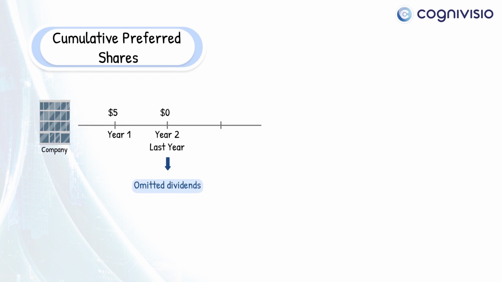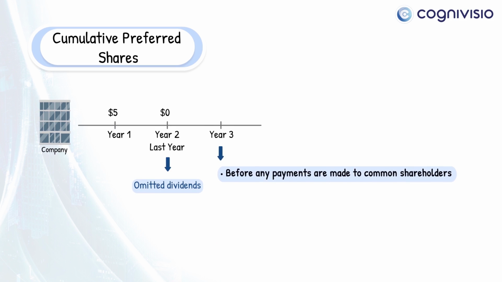For example, suppose a firm has cumulative preferred shares that pay an annual dividend of $5 per share. Last year, it decided to omit dividends after a sharp drop in performance. This year, the company decides to distribute dividends to all shareholders. Before making any payments to common shareholders, it must pay a dividend of $10 per preferred share, accounting for last year's and this year's dividends.